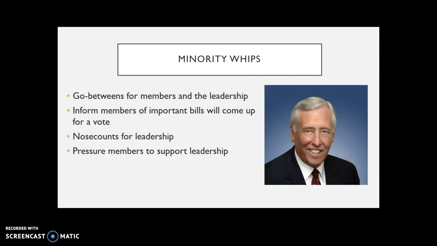So that's where we're going to stop right now, and hopefully you got a better understanding of the differences between the House and the Senate.